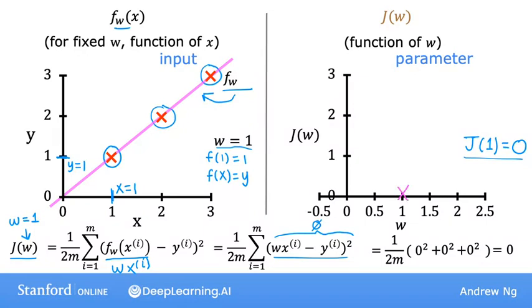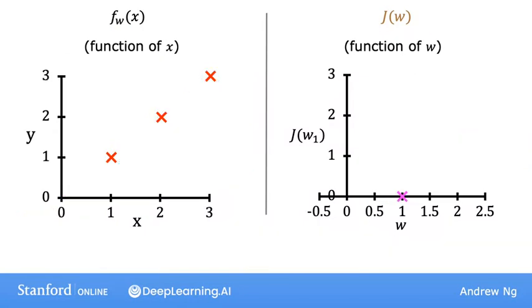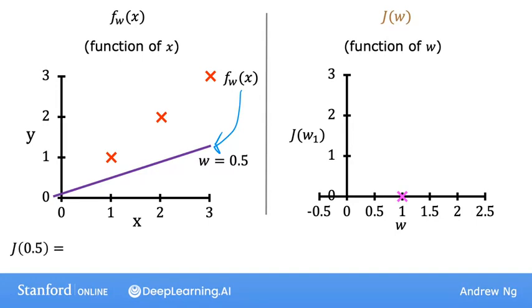Now let's look at how f and J change for different values of w. w can take on a range of values, right? So w can take on negative values, w can be 0, and it can take on positive values too. So what if w is equal to 0.5 instead of 1? What will these graphs look like then? Let's go ahead and plot that. So let's set w to be equal to 0.5. And in this case, the function f of x now looks like this, a line with a slope equal to 0.5. And let's also compute the cost J when w is 0.5.